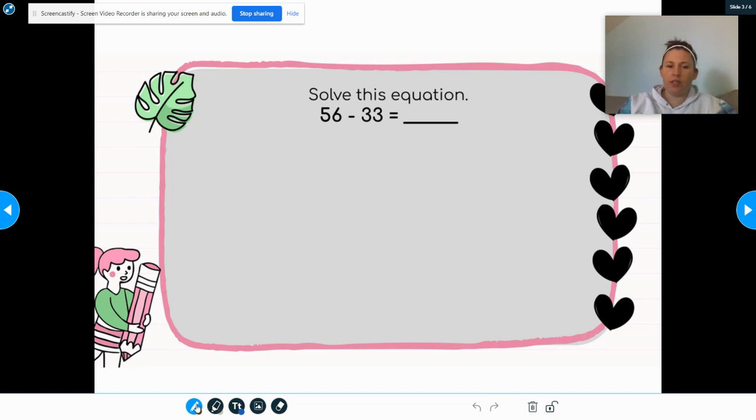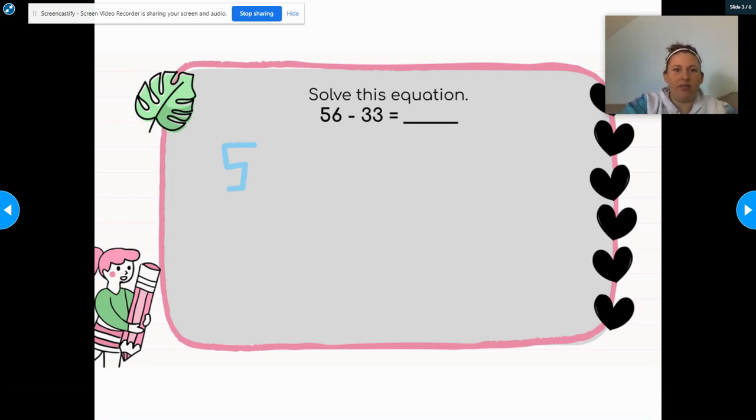So when you did this equation, solve this equation 56 minus 33, this is what it should have looked like. I'll show you with the models and with stacking the number. The first number is always messed up. 56 subtract 33. And then you make the number 56.